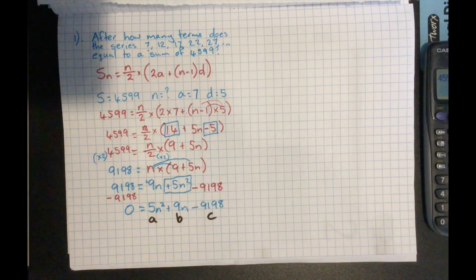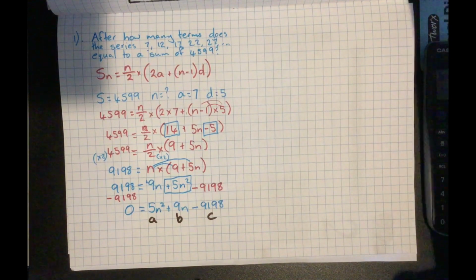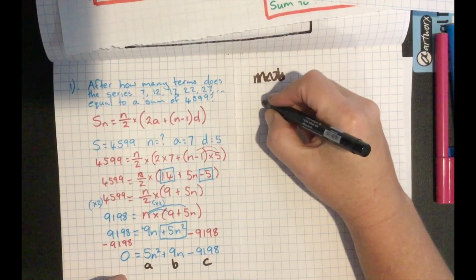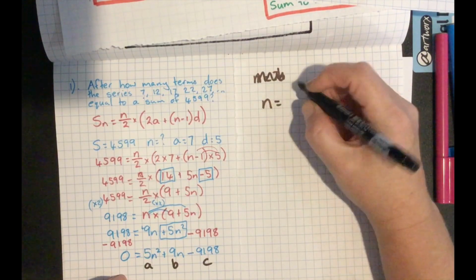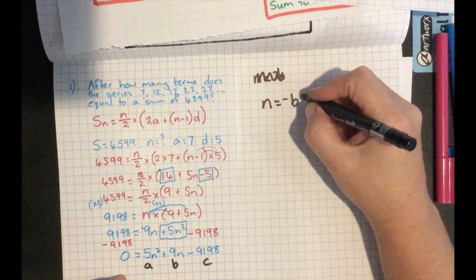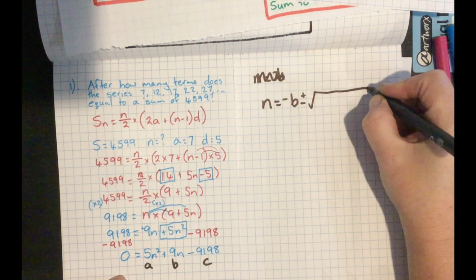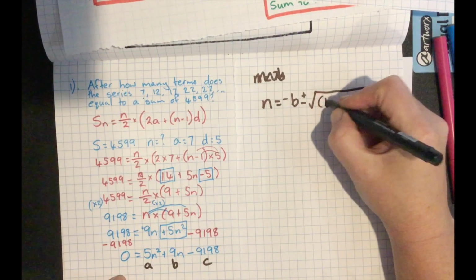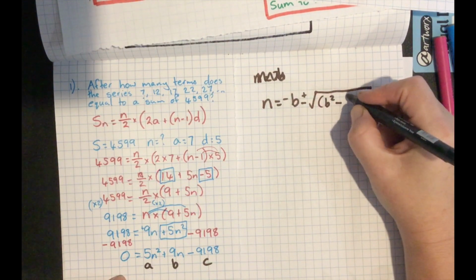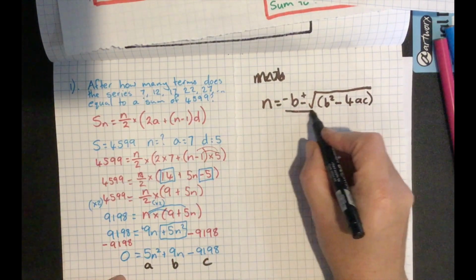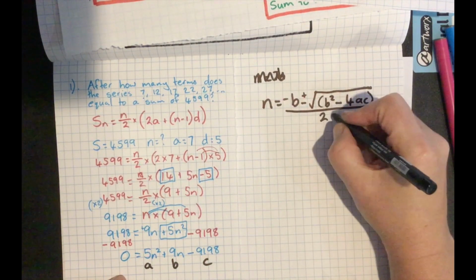equation here. Okay, now just like anything, when you go to use a formula, you should always write the formula out. Okay, n equals negative b plus or minus the square root of b squared take away 4ac divided by 2a.